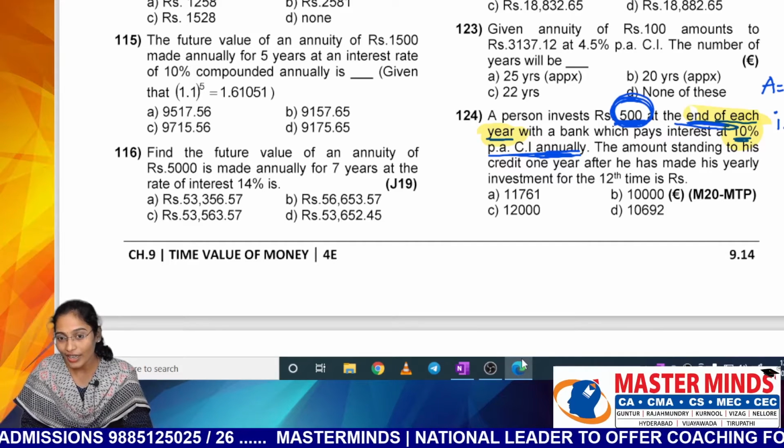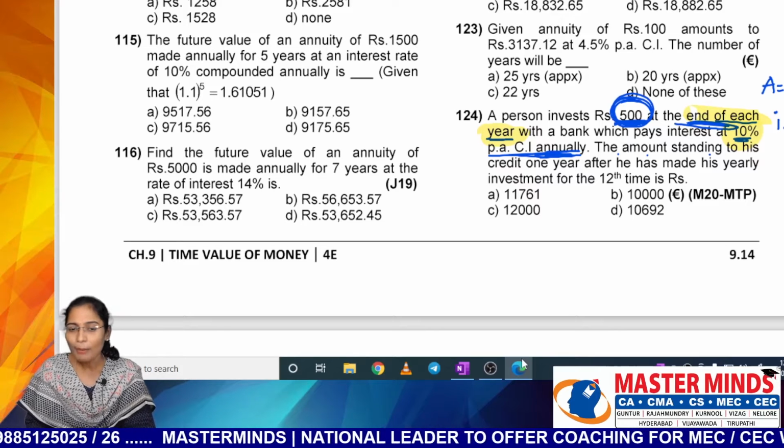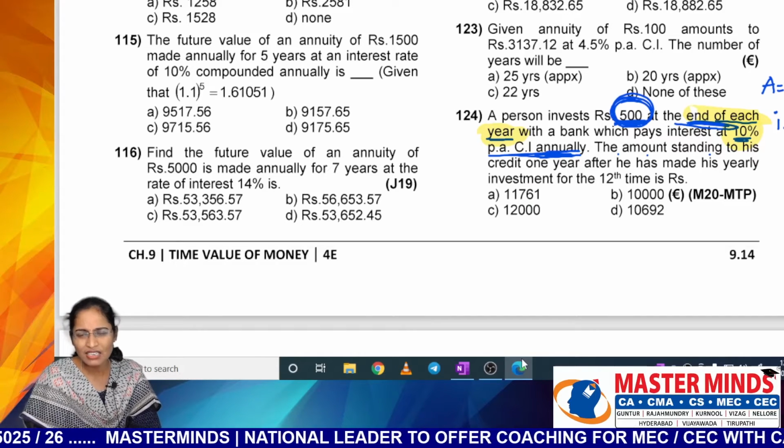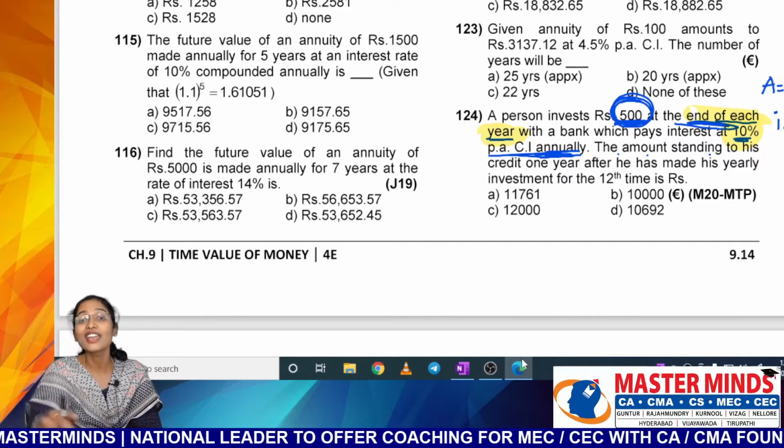Now read out the next line. The amount standing to his credit. What is it he is asking for? The amount means the balance in his account.